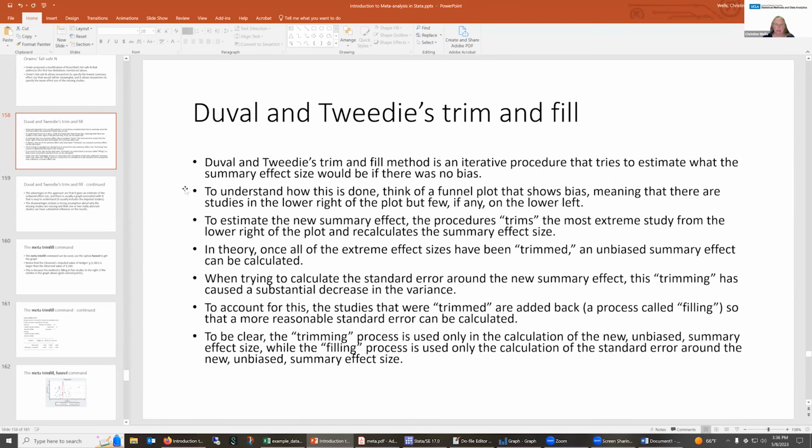What's implemented in Stata is a trim and fill method. So what do I mean by trim and fill? Duvall and Tweedy proposed this method. It's an iterative procedure that tries to estimate what the summary effect size would be if in fact there was no bias. So think of our funnel plot, okay? It shows bias. There are gaps in places, and so we know that we suspect some studies are missing. And typically they are on, let's see here, on the lower right.